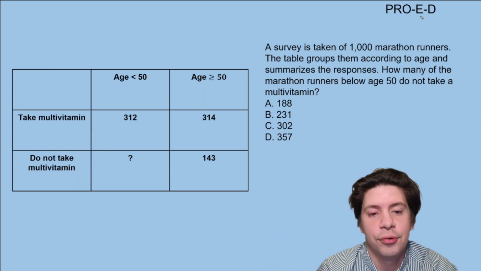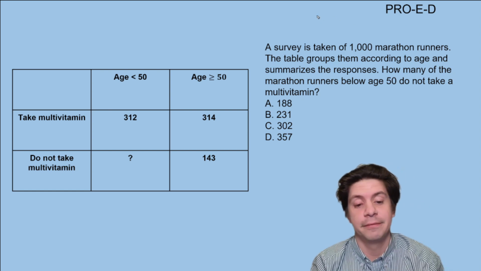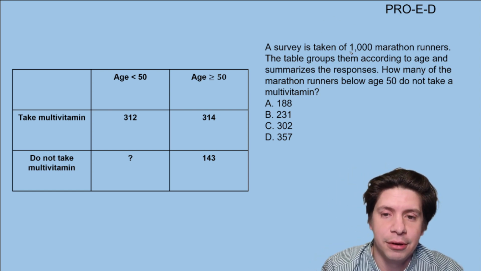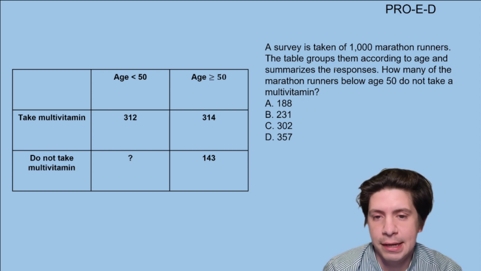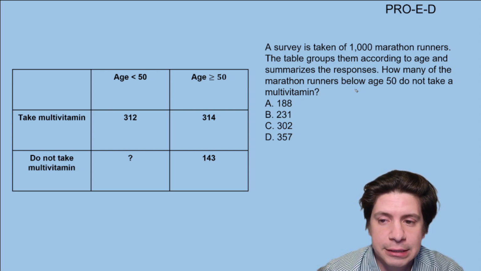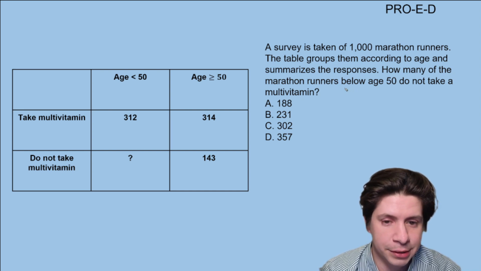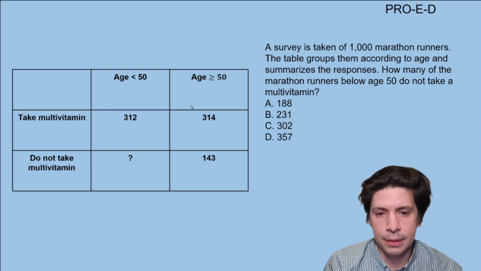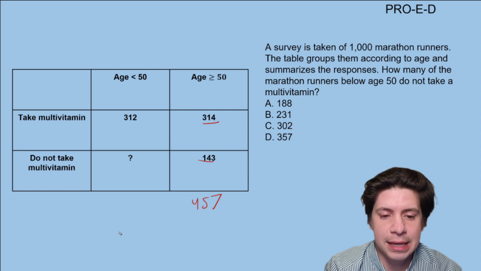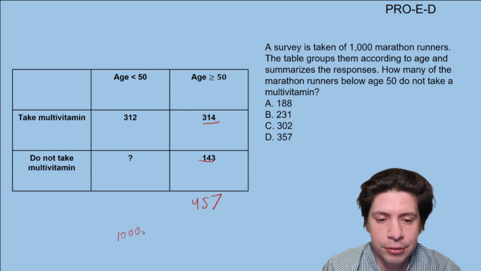Still easy, category D, which is about finding the missing value in a chart with a total. The survey is taken of 1,000 marathon runners. The table groups them according to age and summarizes the responses. How many of the marathon runners below age 50 do not take a multivitamin? So this plus this, right, is going to give us 457. And there's a total of 1,000, so we do 1,000 minus 457 to find people under the age of 50.